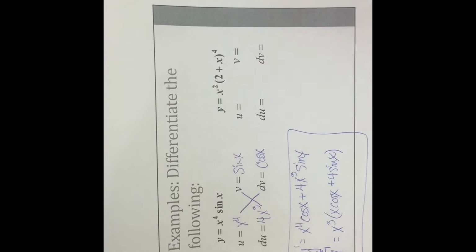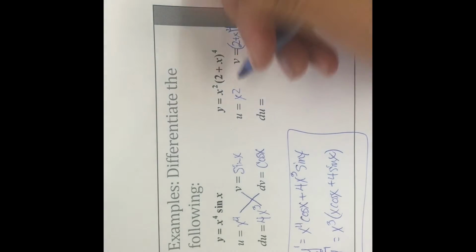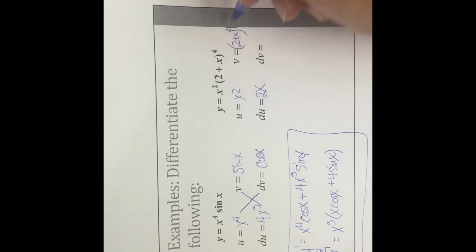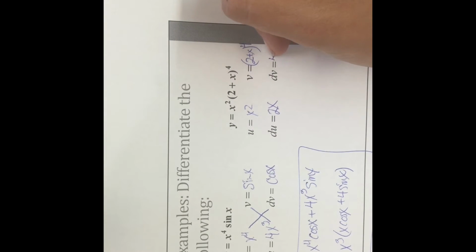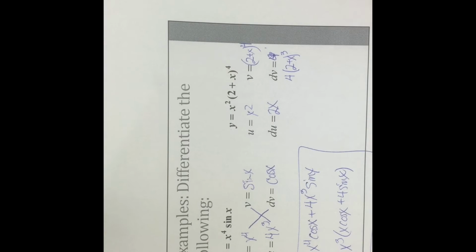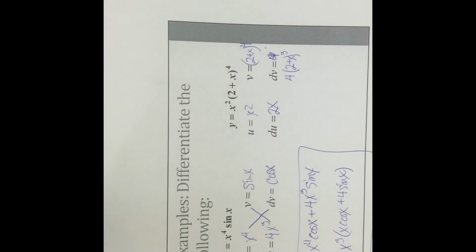All right, so over here, your u is x squared, and your v is 2 plus x to the fourth, which makes your du 2x. And this one looks intimidating to take the derivative of, but you just do 4 times the inside stays the same, all to the third power, and that's it, all right? You just use the power rule, 4 times your base to the third.